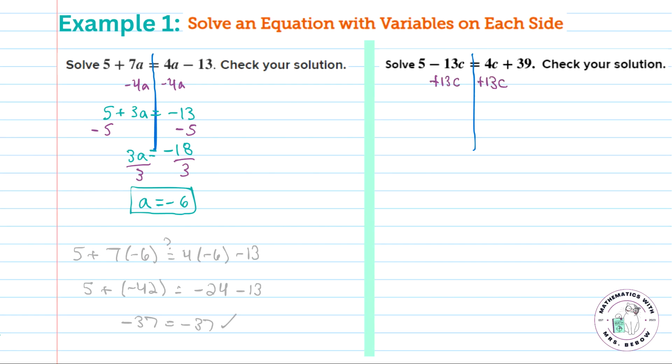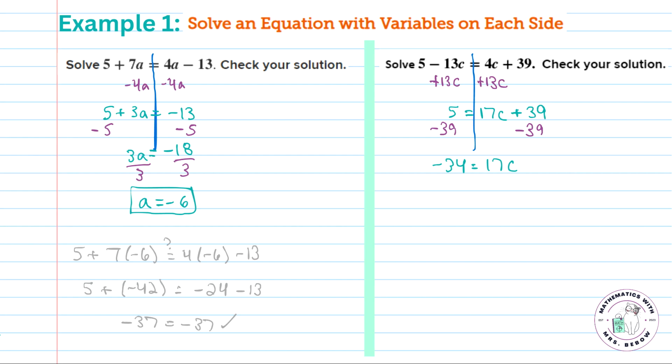So again, on the left-hand side, just like the previous question, that's going to cancel out. So I'm left with just 5 equals. And then 4c plus 13c is going to be 17c. And then we have this plus 39. And now it's just a two-step equation. How do I get rid of that constant that's next to there? We're going to subtract it. So subtract 39 from both sides. This is going to put me at negative 34 equals 17c.